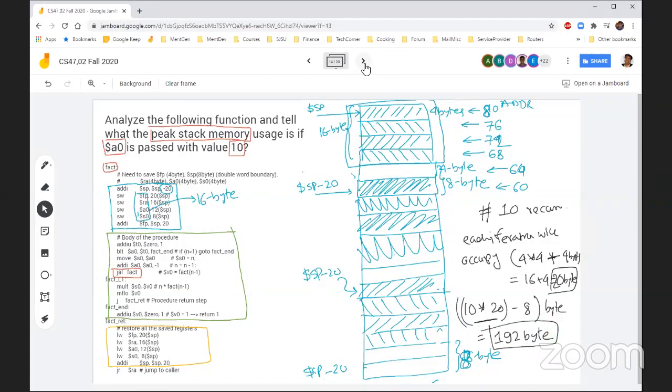Question so far on this? Any concern? I may be wrong, by the way. You can challenge me.